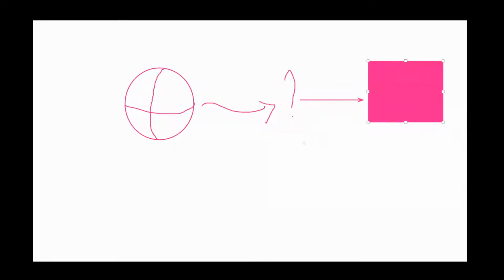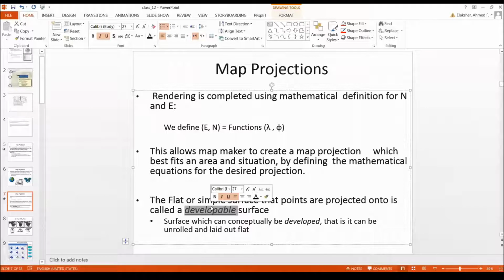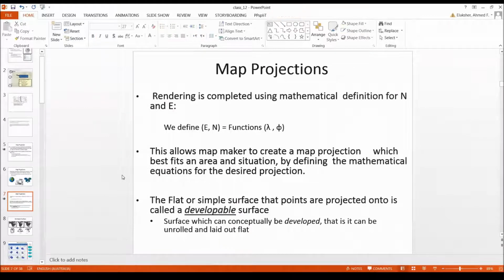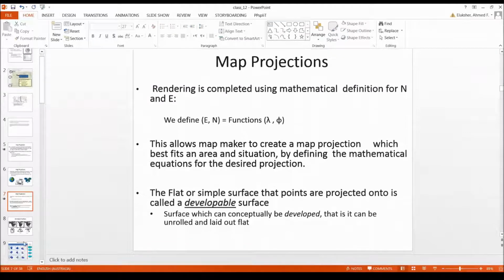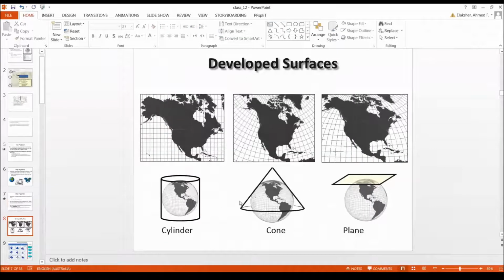So how does this work? That's the map projection. What is this surface? What is this surface here? That's what we call the developed surface here. And there are different terms for it, but that's what we call the developed or developable surface here. So again, what is this surface? What could this surface be? Well, this surface could be one of these three surfaces. And there are some math models that do not use surfaces, but this surface is basically one of these three.